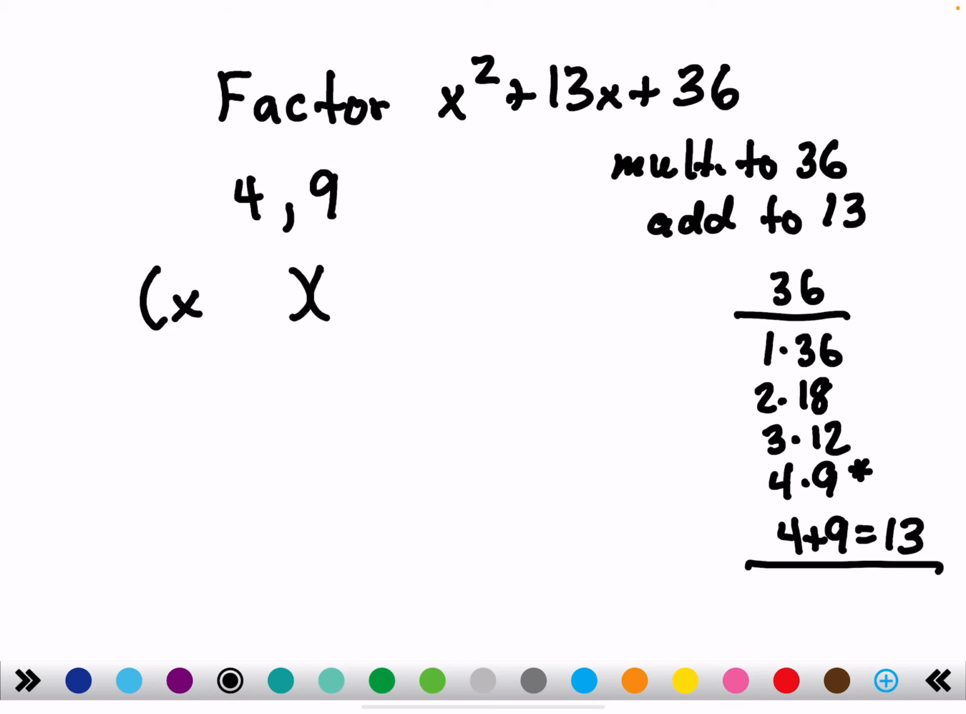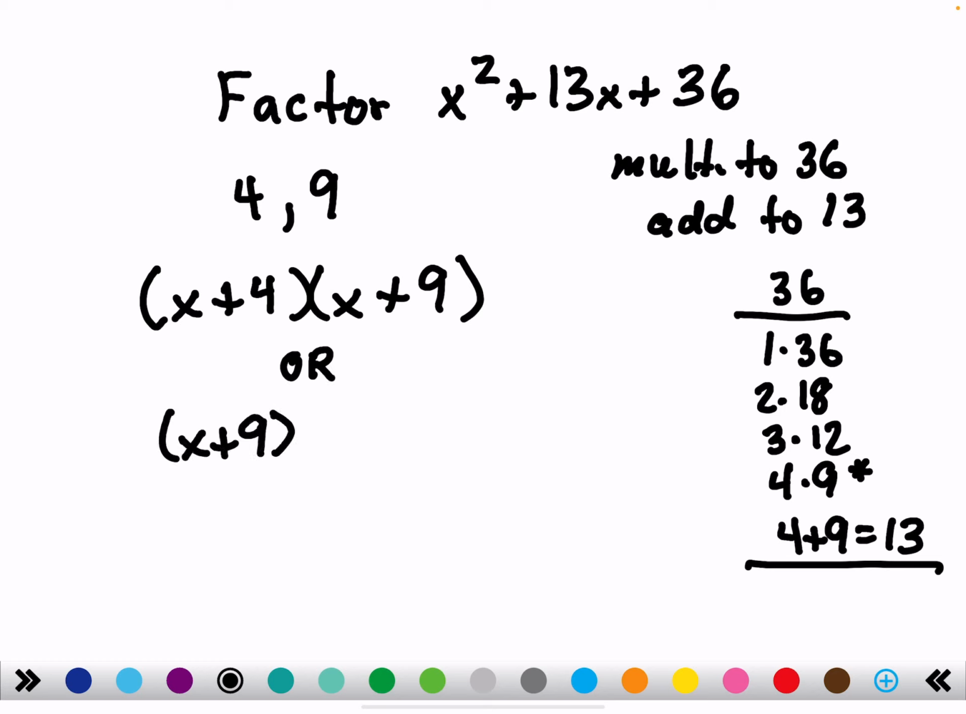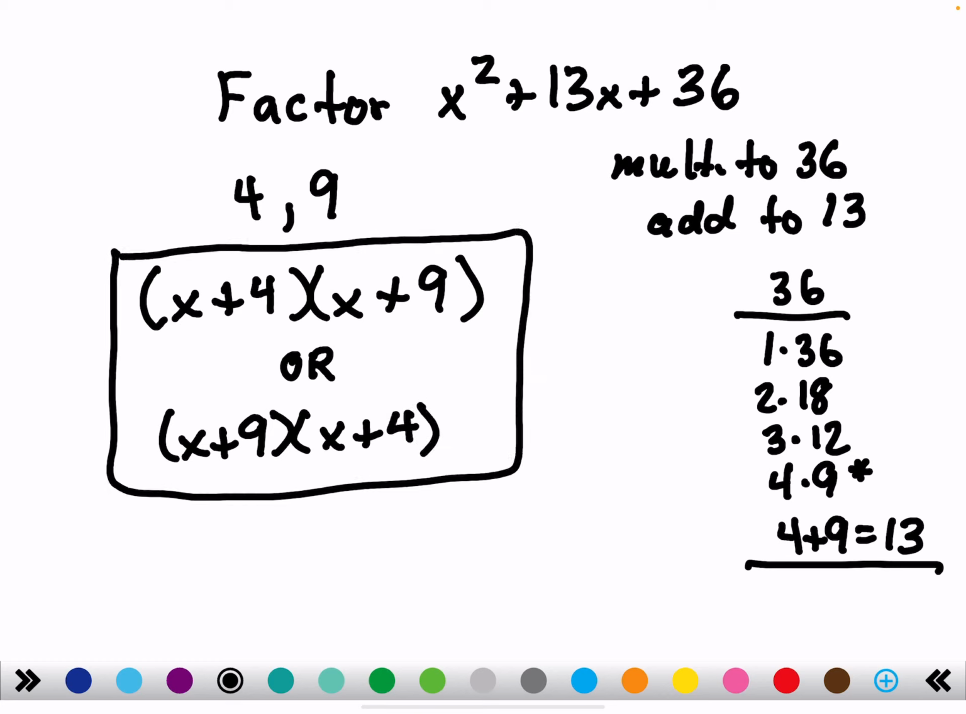So we write our pair of binomials. We've learned that x times x is x squared. It does not matter the order that you write the two number factors within the binomials. So one possible correct answer is x plus 4 times x plus 9, or x plus 9 times x plus 4. Both of those answers are equally correct.